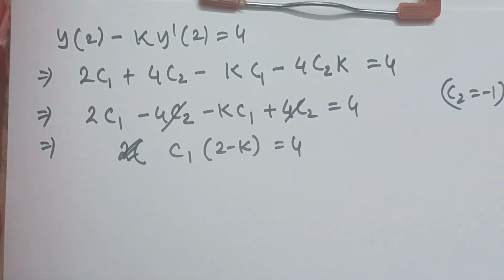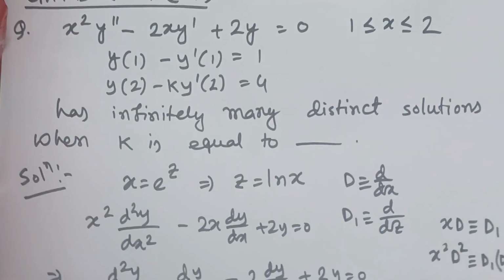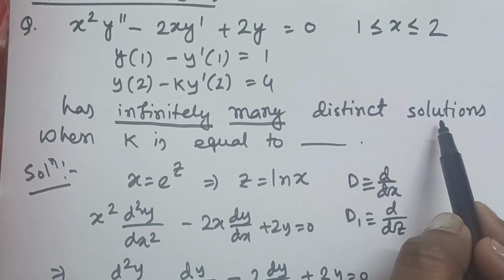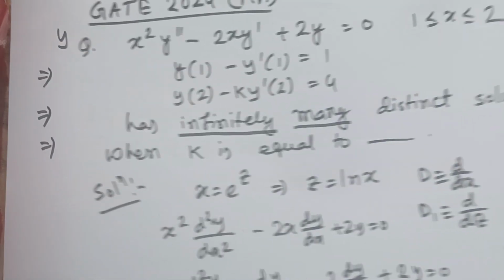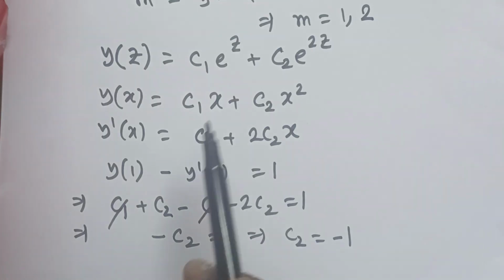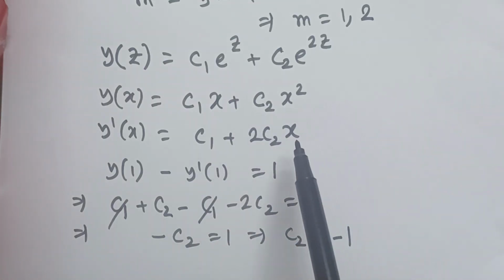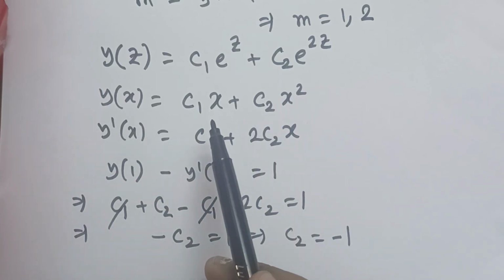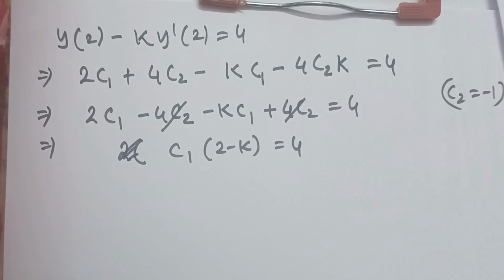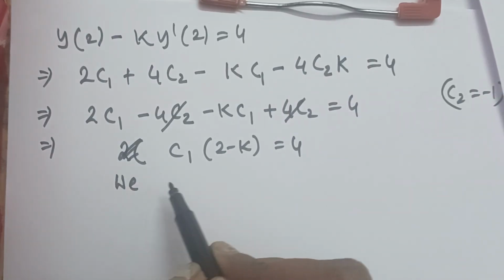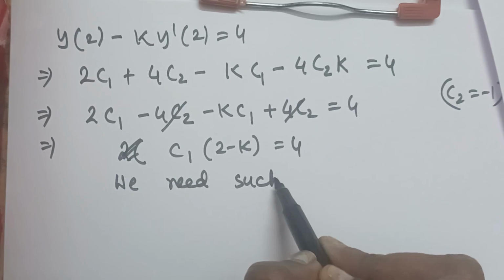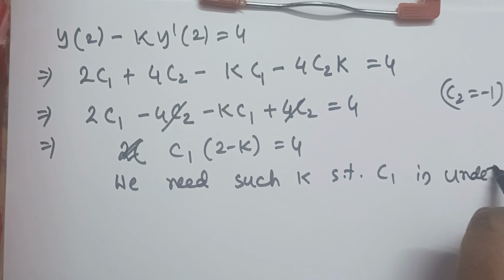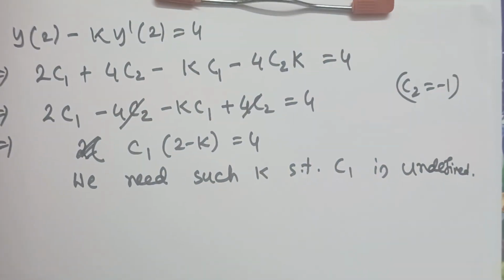Now, the question says that the system has infinitely many distinct solutions. So since we already have the value of c2 equal to minus 1 and y(x) equal to c1 x plus c2 x square, then if we put c2 equal to minus 1, we are left with only c1 x minus x square. So the system will have infinitely many solutions if c1 is undetermined. So we need such a k such that c1 is undetermined. Then we can say that the system has infinitely many solutions.